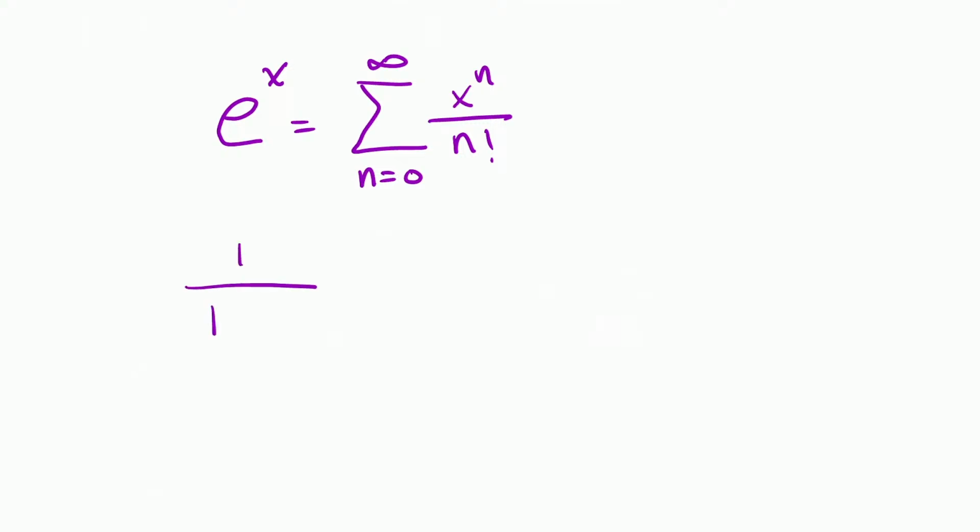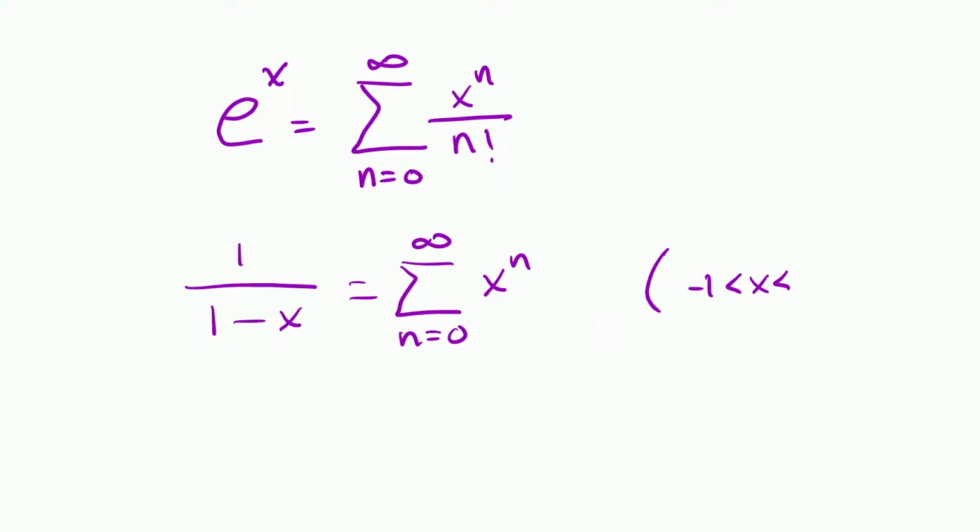For example, 1 over 1 minus x is the sum, n equals 0 to infinity, of x to the n. Interestingly, this is only true when x is between -1 and 1. I should put this in, not in parentheses. Otherwise, it's not true. So this one up here is always true. So this is our goal: to get to the point where we can understand when a function equals a series.